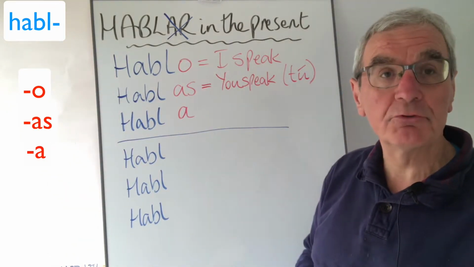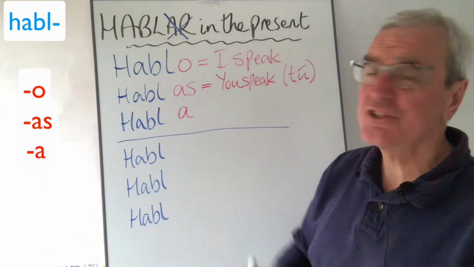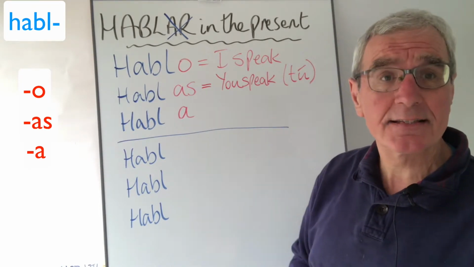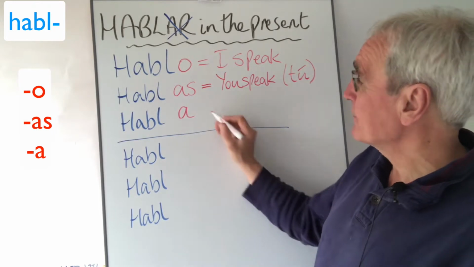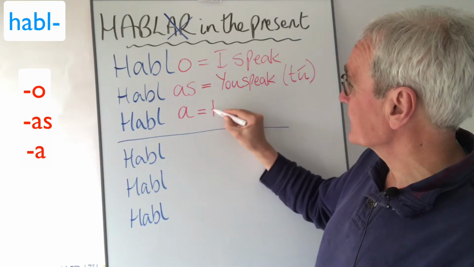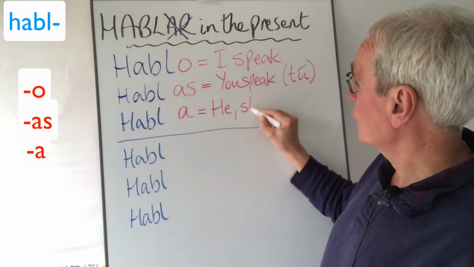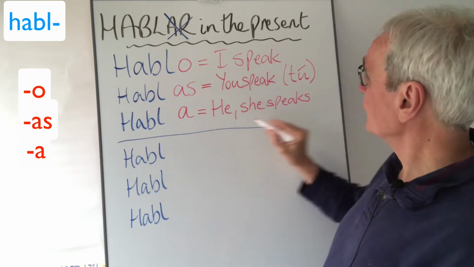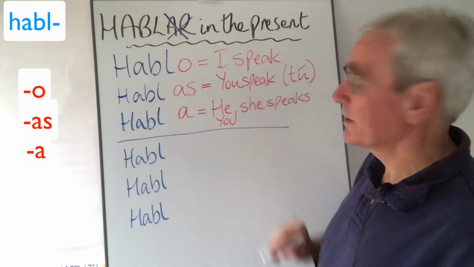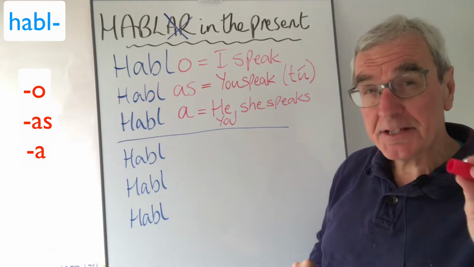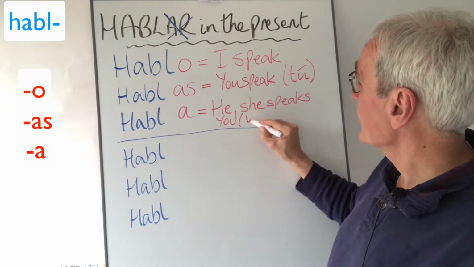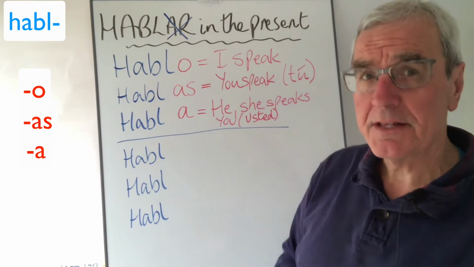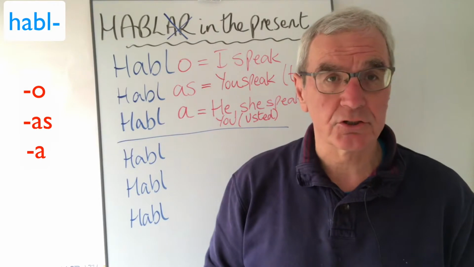That's the informal form. In other words, it's what you'd use to your friends, to family, to pets. And at the bottom here we've got habla, and that means he or she speaks, and it also means you speak, and this particular you is the usted form. That is to say, that's the polite form in Spanish.